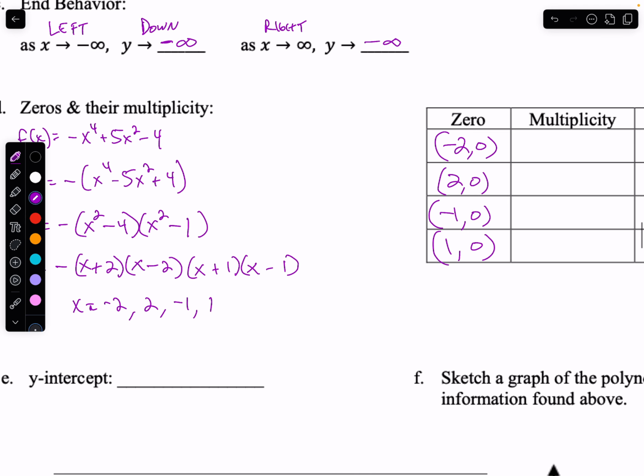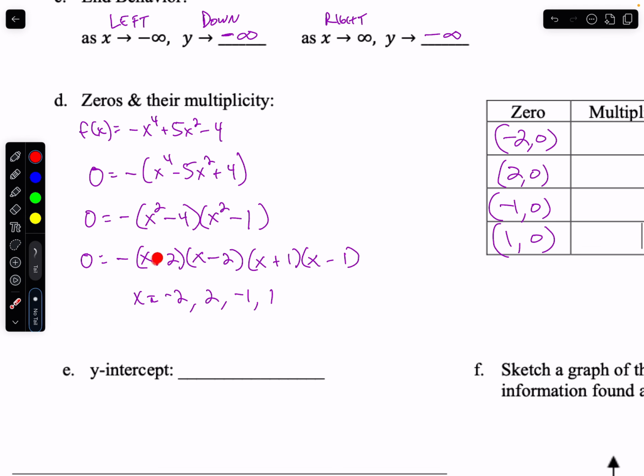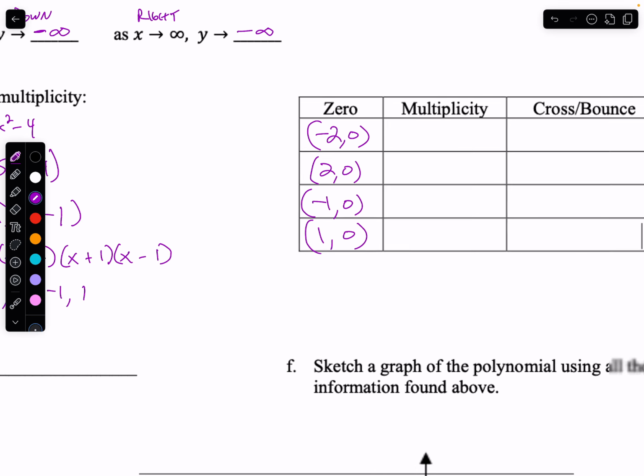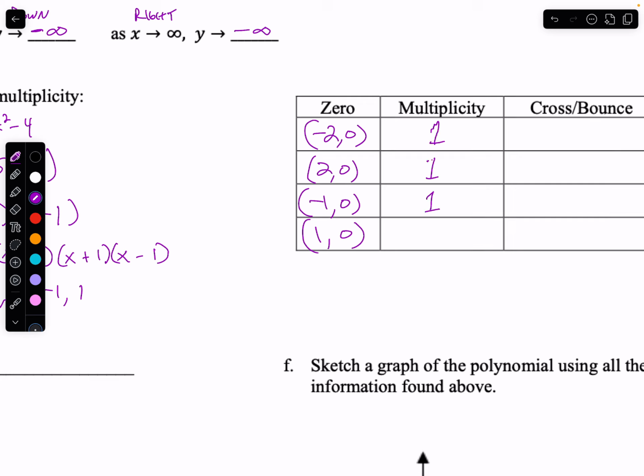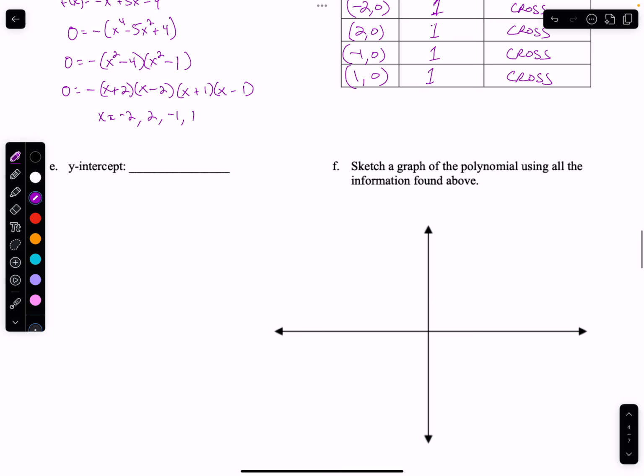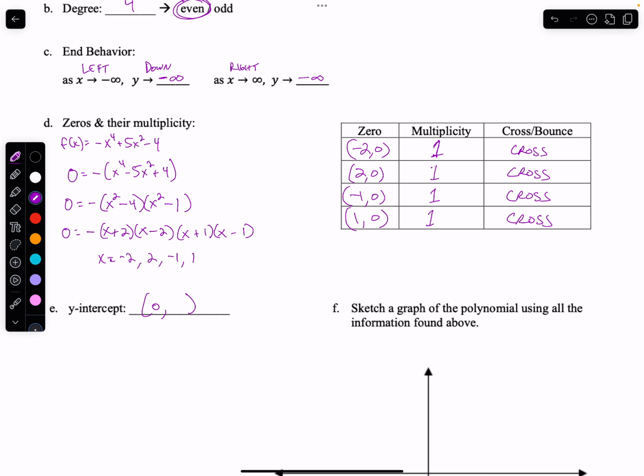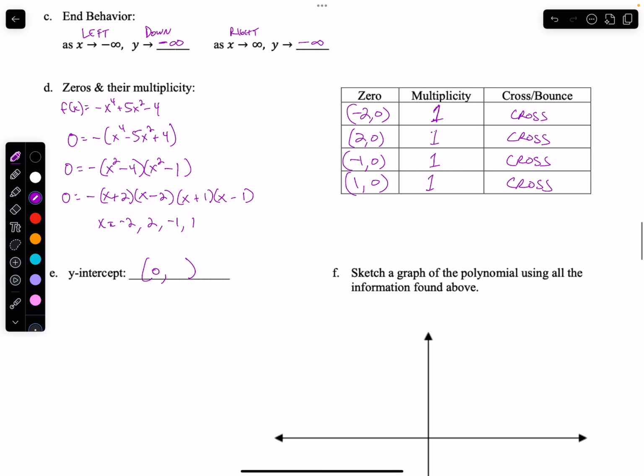Now I can check the multiplicity. None of these are repeated. They're all powers of 1, so they all have a multiplicity of 1, which means they're just going to cross like a line. There's no little turn. It's not like a cubic. It's just like a straight line that goes through. For our y-intercept, we plug in 0 for x and solve for y. So f of 0 equals negative 0 to the 4th plus 5 times 0 squared minus 4. That's 0 plus 0 minus 4, which equals negative 4.